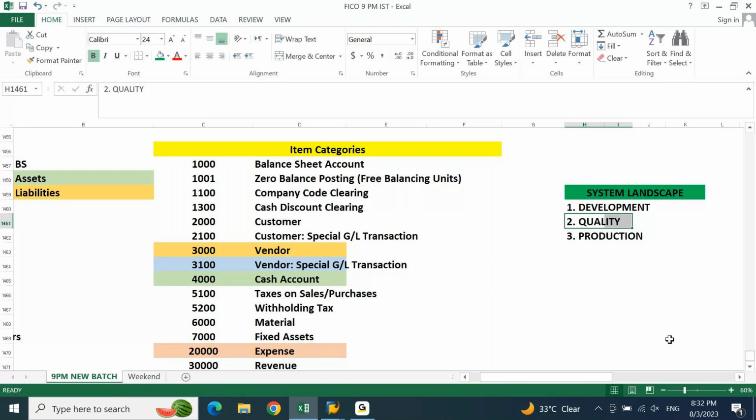Now, when you are working on the quality system, you can create, change, modify whatever you want from the end user perspective: master records, transactions, reports. But configuration is strictly from the development system. Anyway, we are going to have a detailed discussion on the system landscape and TR movement shortly, maybe in a couple of days. There you will have all your questions and confusions clarified on the system landscape, TR movement, how each TR is moved, what you will do in development, what you will do in quality, what you will do in production.